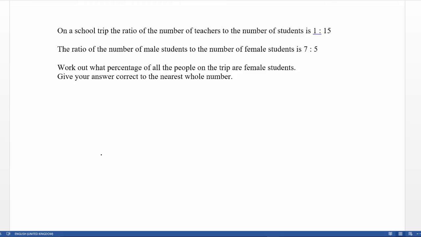Right, so there are various ways of answering this. I'll try and keep it as simple as possible. They're telling us here that the ratio of teachers to students is going to be 1 to 15. Okay? Right. And we know that the ratio of male to female students is going to be 7 to 5. I'm just going to rewrite this as a fraction of students to the overall amount.